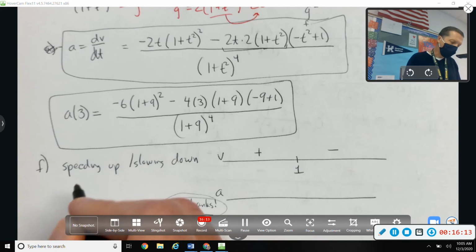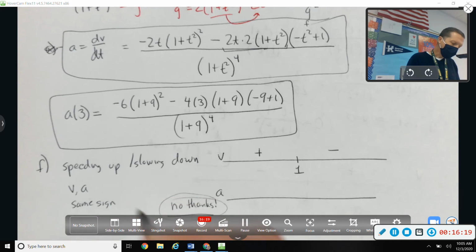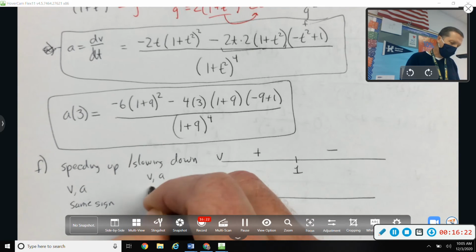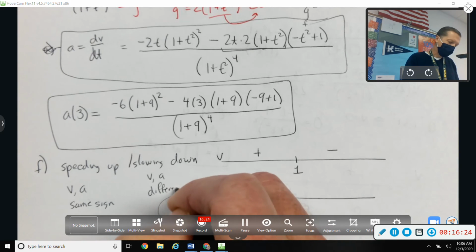But just to review, speeding up means velocity and acceleration have the same sign. Slowing down means they have different signs. They're sort of fighting each other, so you're slowing down.